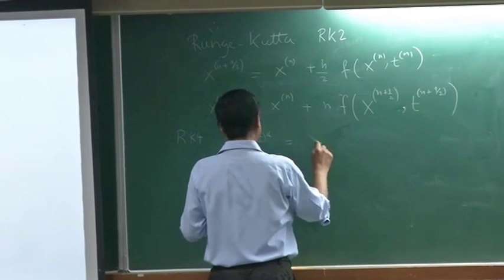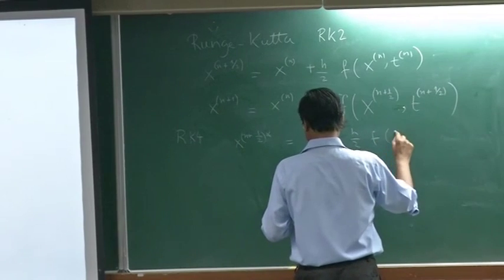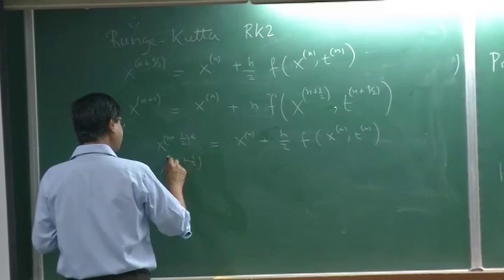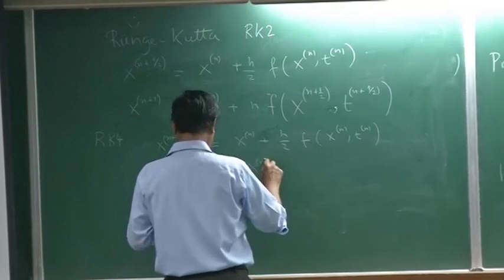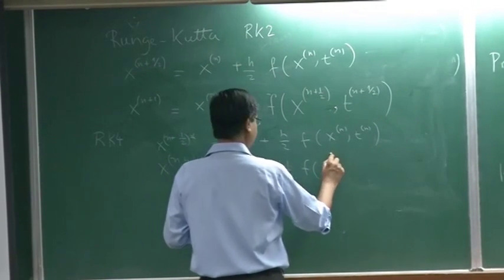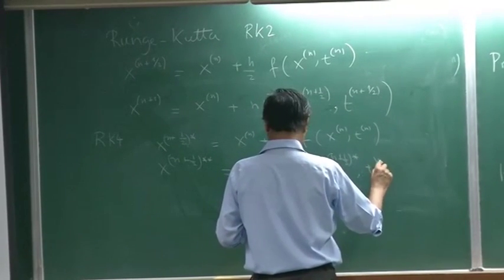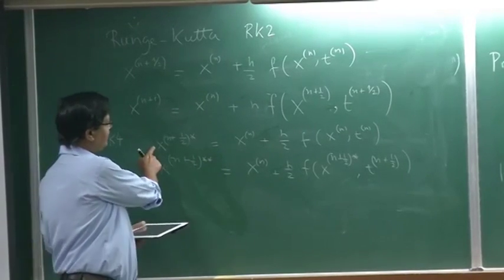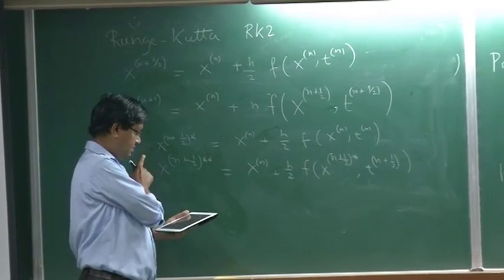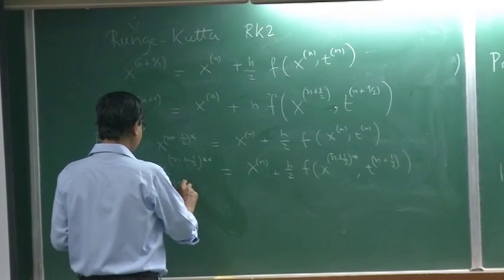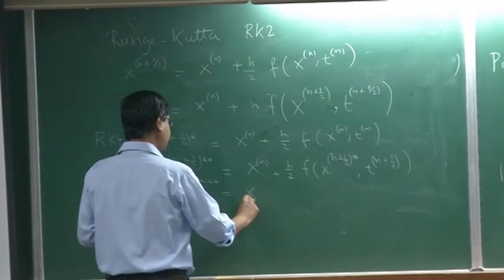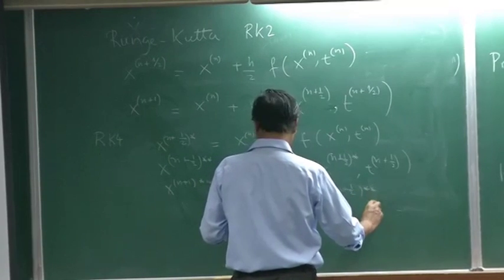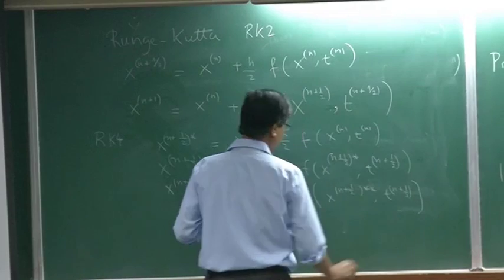So, x_{n+1/2} star, I just write it, is x_n plus h by 2 f of x_n, t_n. Second step, x_{n+1/2} double star. So, this is another predictor, x_n plus h by 2 times the slope. So, I go to this using the slope at these half values. Okay. Now, then x_{n+1} triple star is x_n plus h f. So, the third one.